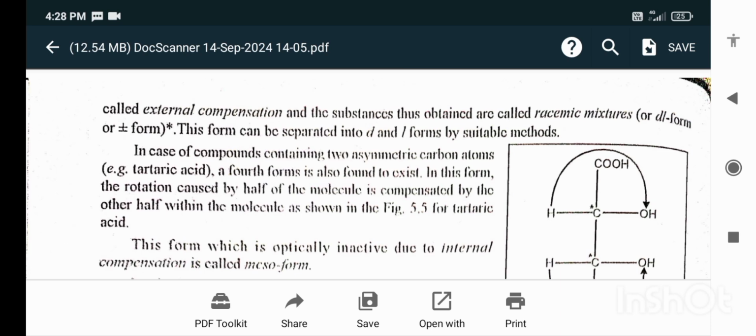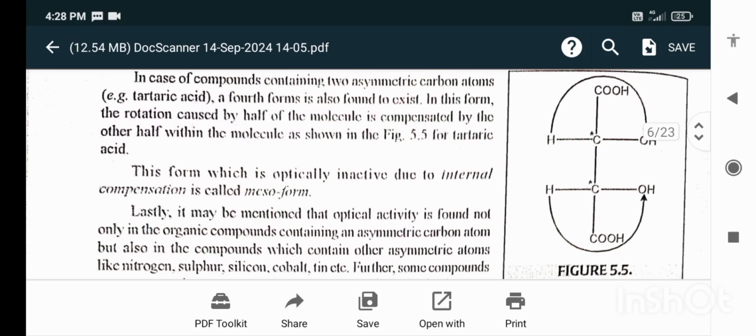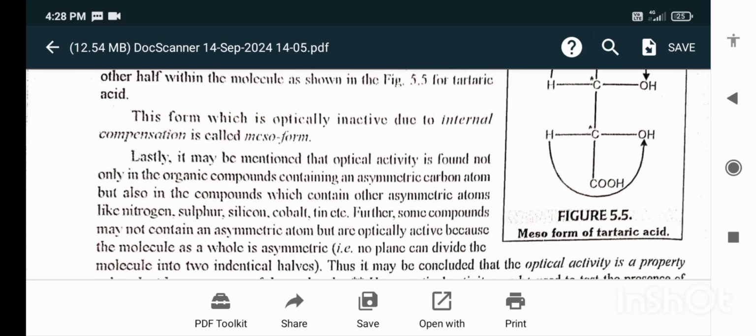In case of compounds containing two asymmetric carbon atoms, a fourth form is found to exist. In this form, the rotation caused by half of the molecule is compensated by the other half within the molecule. This form, which is optically inactive due to the internal compensation, is called meso form. Lastly, it may be mentioned that optical activity is not found only in the organic compounds containing an asymmetric carbon atom but also in the compounds which contain other asymmetric atoms like nitrogen, sulfur, silicon, cobalt, tin, etc.